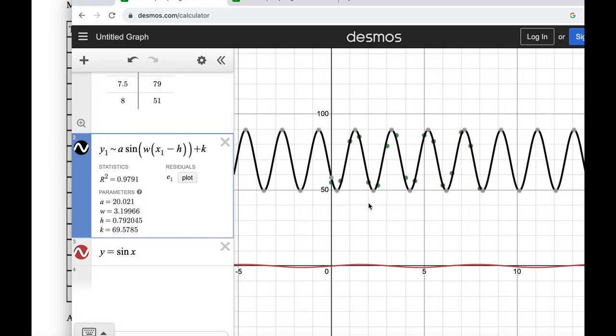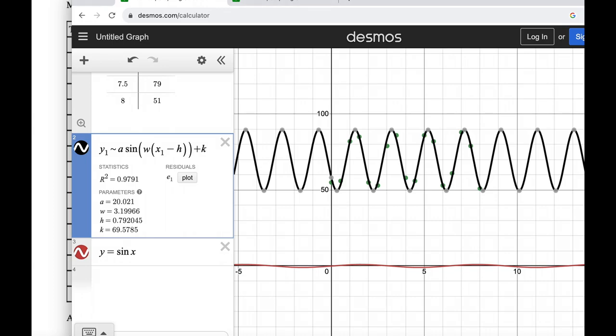And now, as we can see, the regression has really taken hold here. It's quite striking how close these points are to a true sine wave. We have an R squared value, which tells us how well the model fits the data. If it was 1, that would be a perfect fit, and it's pretty close to 1. It's 0.979. Very good fit.